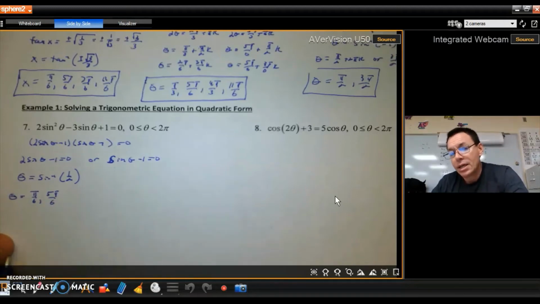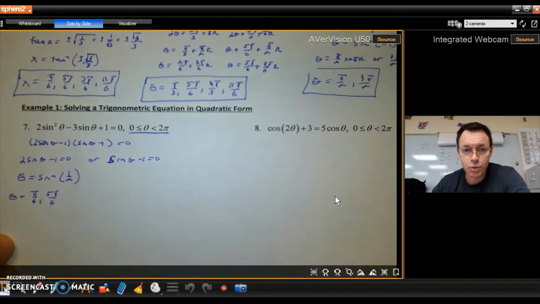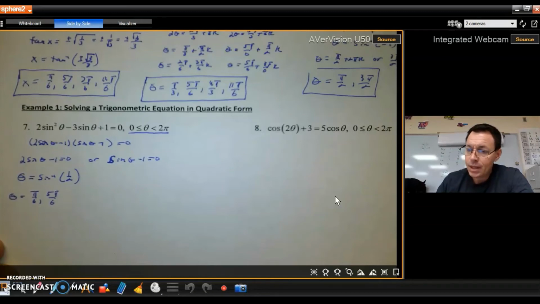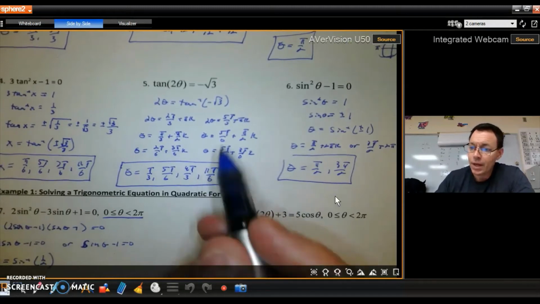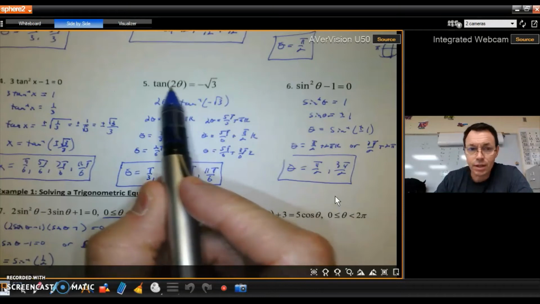Now, if we add 2 pi to either one of these, we only want solutions that are between 0 and 2 pi. Because both of these are positive, if you add 2 pi to them, you're going to get an answer that's too big. Really, the only time that comes into play is, like, look at number 5. Why did 5 have extra angles? It's because there's a 2 out in front of the theta.